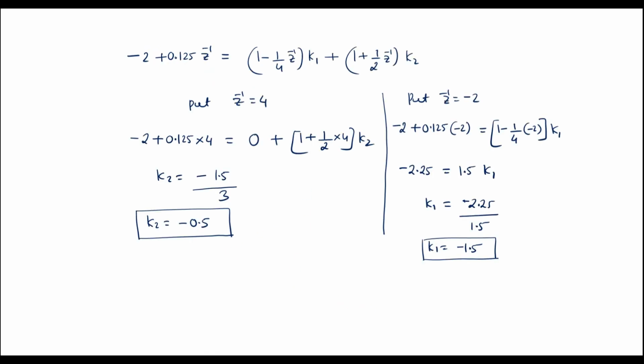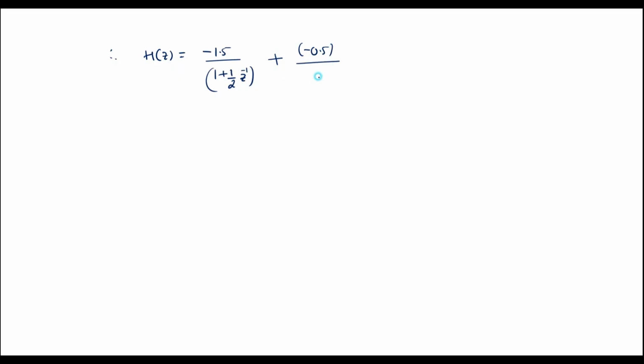Therefore now I can represent H(z) equal to k1, that is -1.5, divided by (1 + 1/2 z^-1), plus k2, which is -0.5, divided by (1 - 1/4 z^-1). Or I can represent it as H(z) equal to -1.5 divided by (1 - 1/2 z^-1) plus -0.5 divided by (1 - 1/4 z^-1).